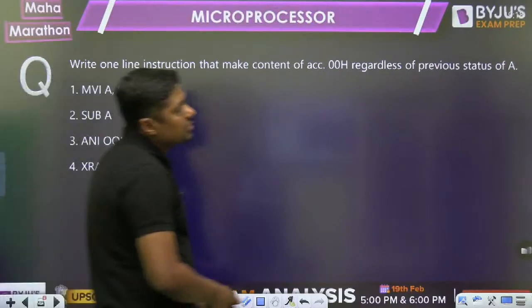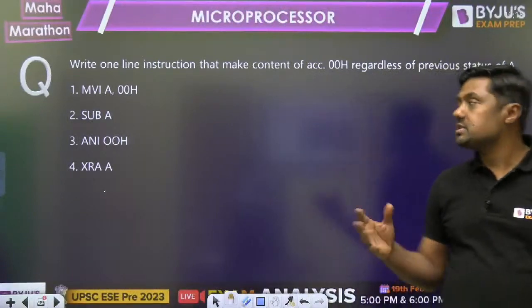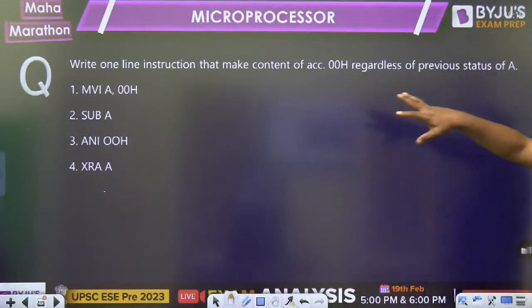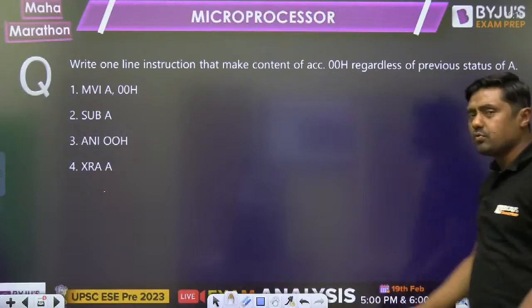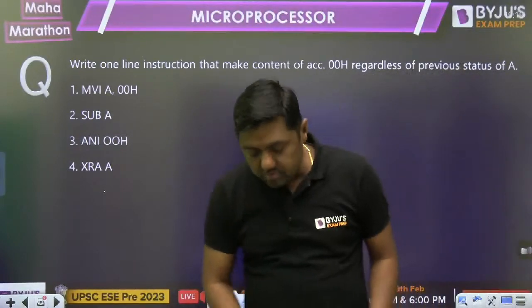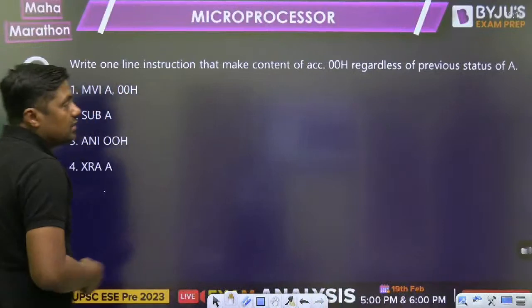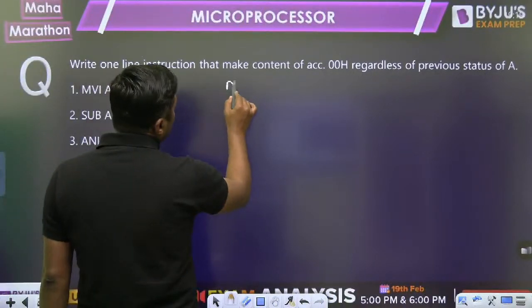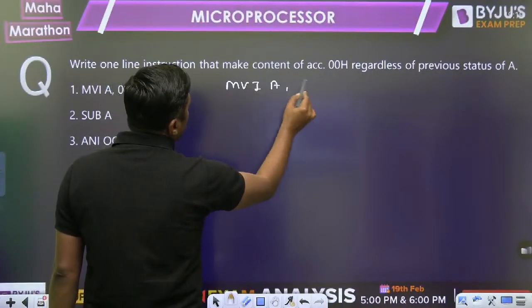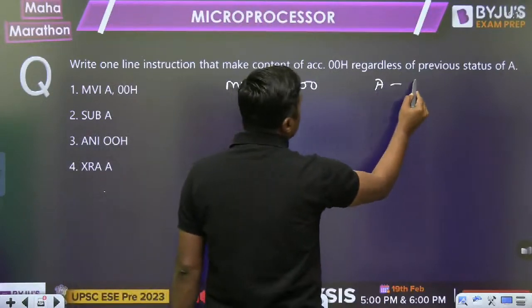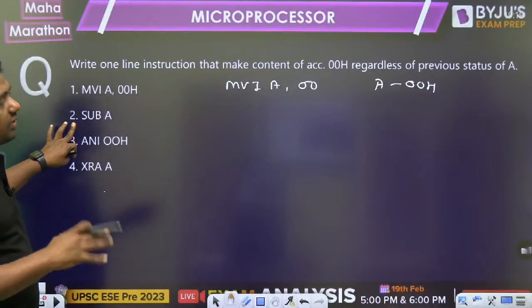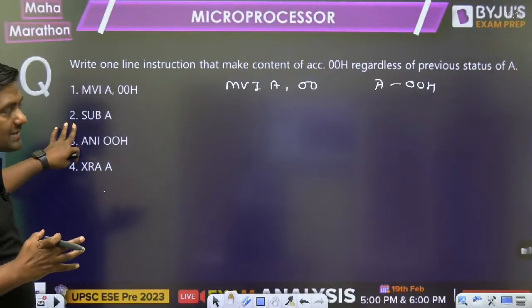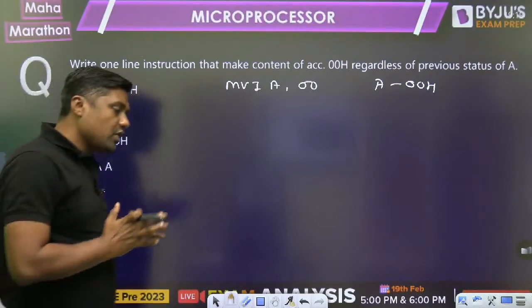They will ask which instruction will clear the accumulator, or how many instructions can clear the accumulator. Which one is a one-line instruction that makes the content of the accumulator 00 regardless of the previous state of A? This type of question normally comes in engineering services exams. How can we clear the accumulator? First, directly we can load 00H into the accumulator, after that it will become 00H. Second, subtract A from A. SUB means we are subtracting the content of the accumulator from the accumulator.